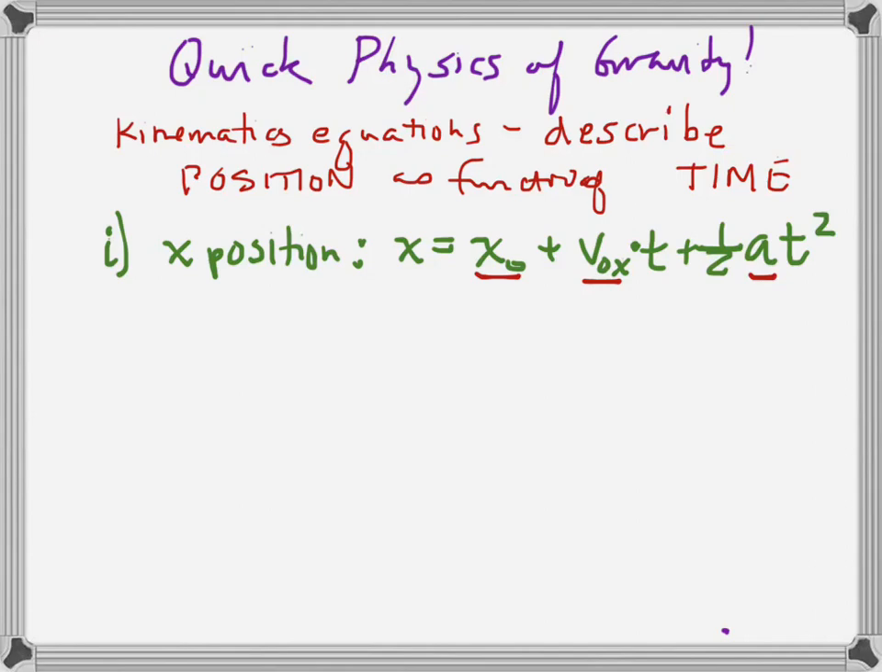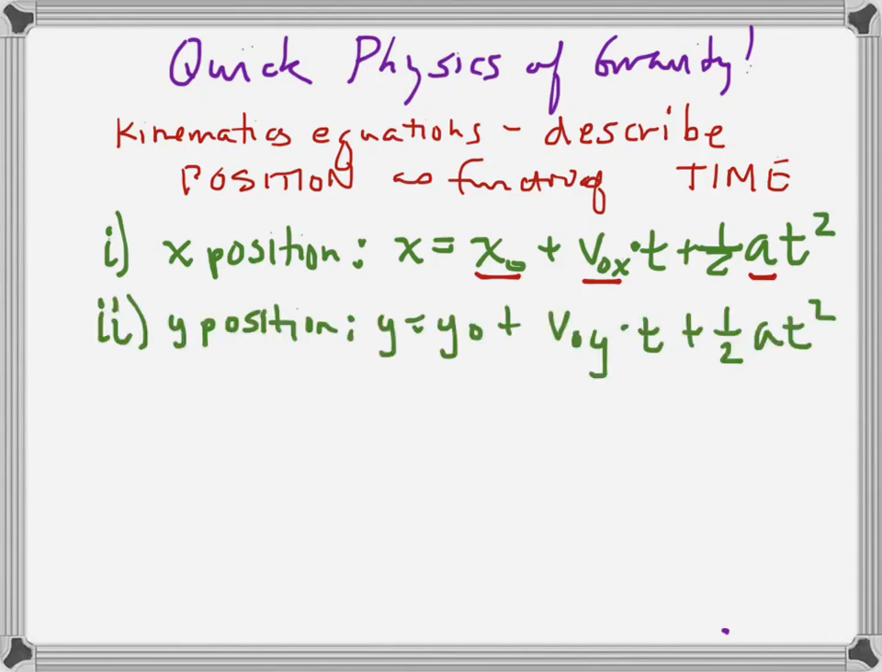Now we get almost an identical equation for y. The y position in kinematics depends on what its initial value of y is, what its initial y velocity is, and 1/2 at squared, just like we had for the other equation. All right, so these are general equations that describe motion for any scenario, as long as the acceleration is constant, okay, so these are constant acceleration equations.